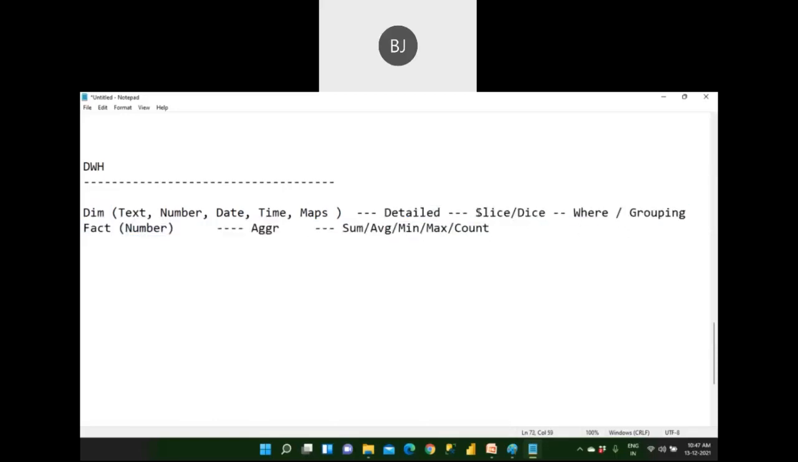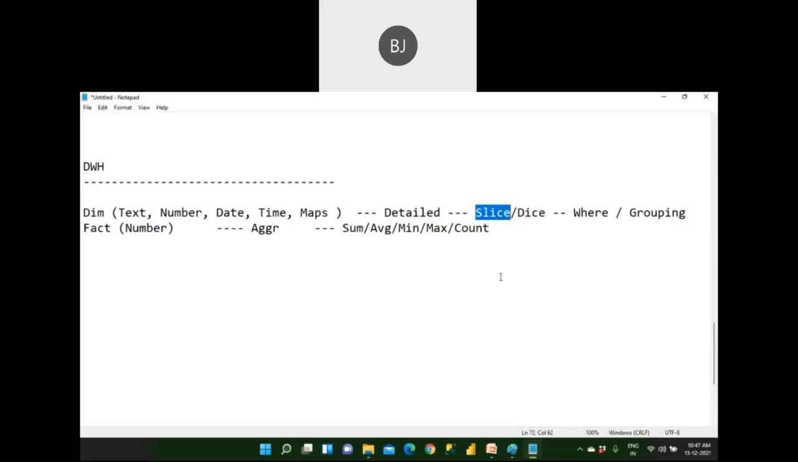Slicing means cutting into pieces. I need this slice, I need that slice, right? I need a piece of sales. I want to know what the sales are in year 2005. Slicing means applying a filter. Filters are called a where clause. Where clause is called slicing. In Power BI we say filters.